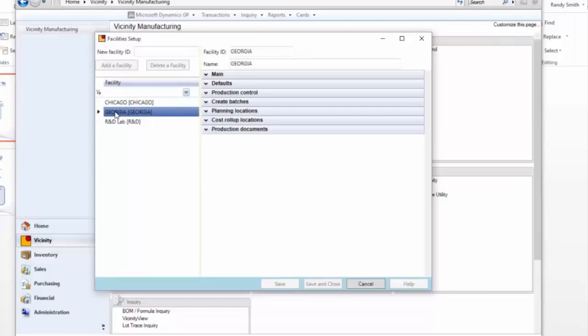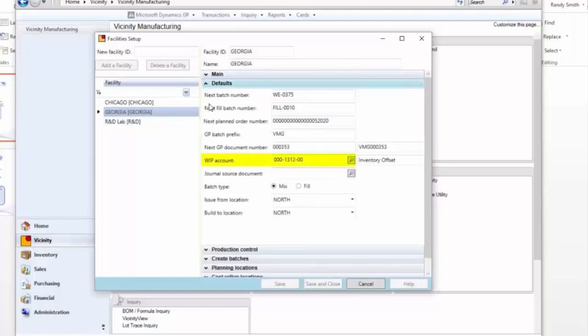My batch ticket is going to be focused on Georgia, and the WIP account or the production clearing account is found right here. So this is going to be that offset that we've been talking about so far. For raw material usage, this is going to be a debit. For the finished good production, this is going to be the credit. It should go to a zero balance account. And you will find that for each facility it can have its own WIP account or production clearing account.